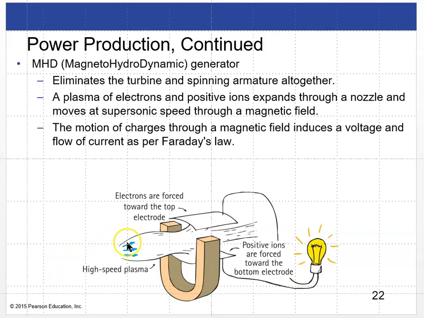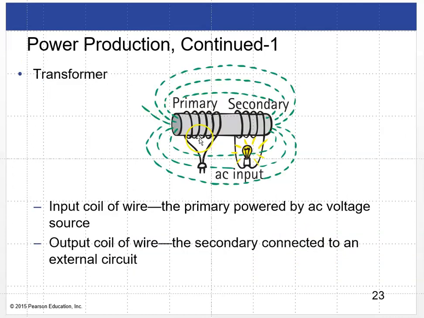What they do is they inject a plasma of electrons and positive ions. They expand it through a nozzle, and of course then it moves at supersonic speeds through a magnetic field. The magnetic field will deflect the particles. The particles of one sign will go to one side. The particles of the opposite sign will go to another side. That causes a voltage to appear across these two plates. If you connect that potential difference or voltage across the load, like a resistance, a current will appear. So basically, this motion of charges through a magnetic field induces a voltage and flow of current as per Faraday's law.